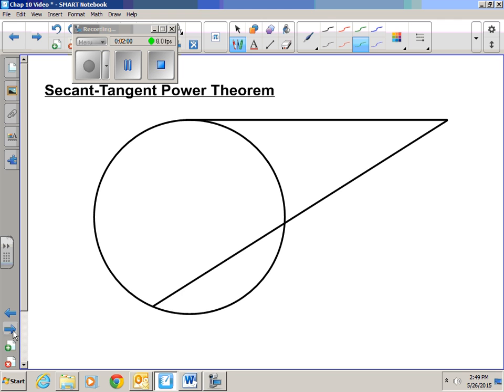The second power theorem is the secant tangent power theorem, because again, we have a secant. The secant I'm going to write here in blue. Here's my secant. And I also have a tangent. I'm going to do that one in red. The tangent only has one piece. We'll call this X. I'm going to call the outside part the external part.